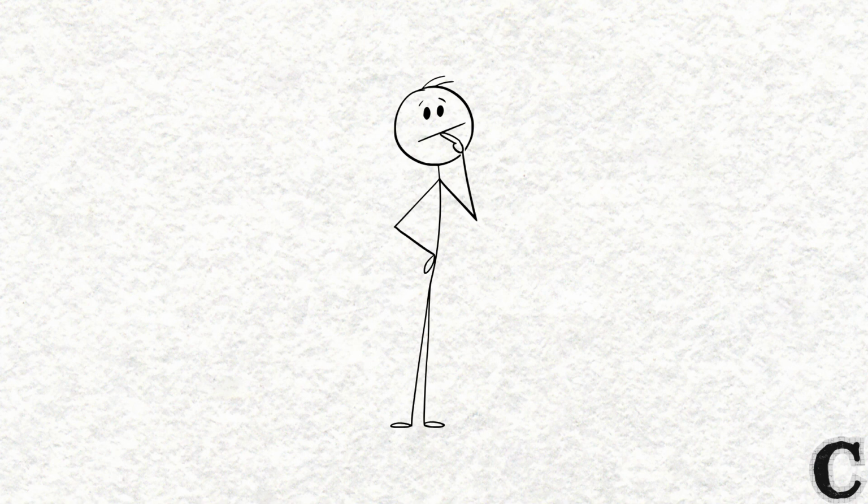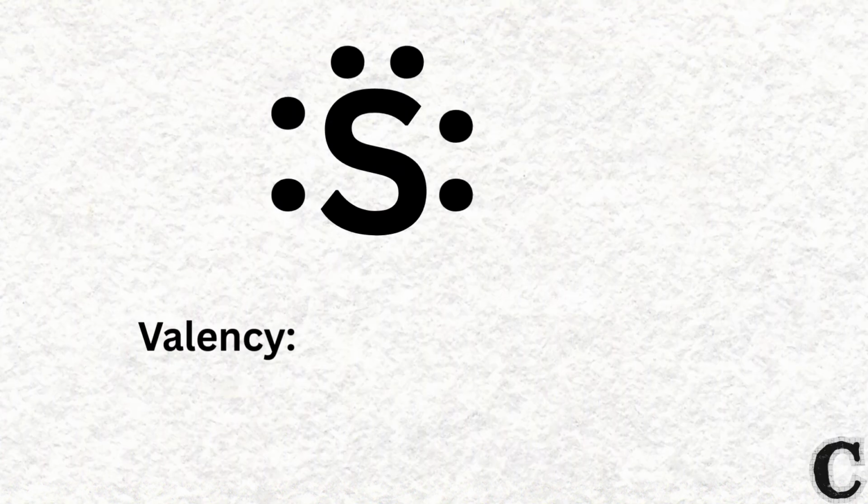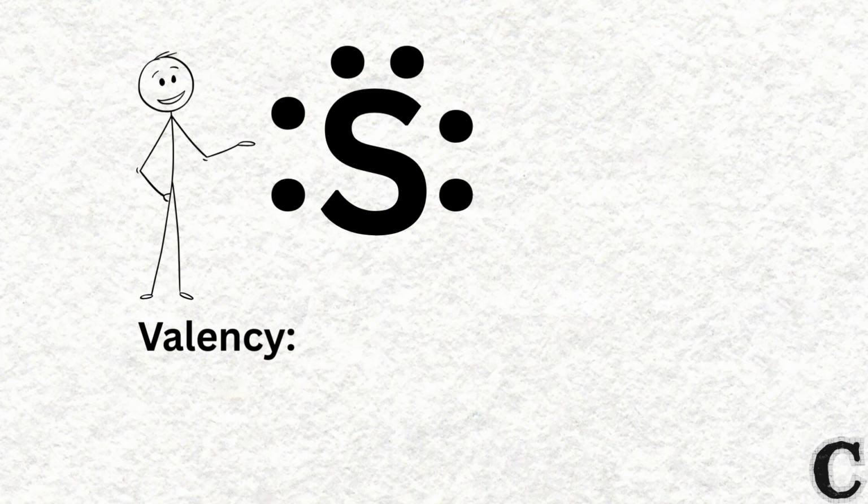Let's start from scratch. Take sulfur. It has 6 electrons in its outermost shell. To complete its octet, it needs 2 more. So in basic terms, we say the valency of sulfur is 2.